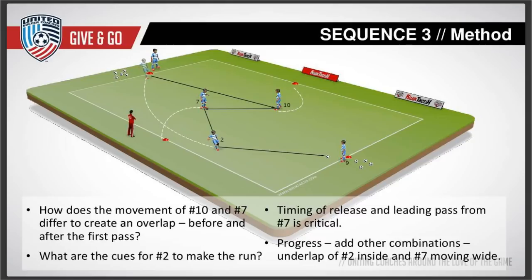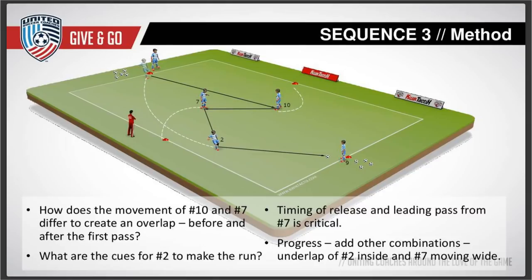Also, we might want the number 7 to play a little narrower, meaning inside, to allow more room for the number 2. Also, the number 10 might move in a wider position than the central position as shown here, to allow more room for the number 7 to receive the pass as well. So creating room on the outside for the overlap is really important.